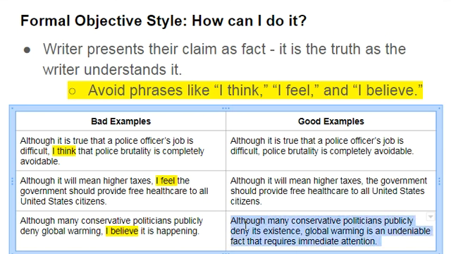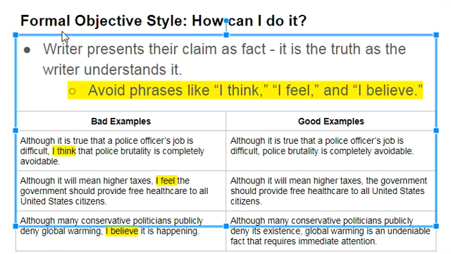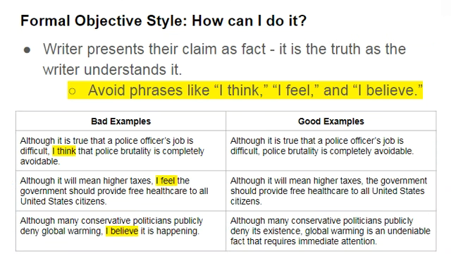Here's the difference. "Although many conservative politicians publicly deny its existence," so see the concession stays the same, and here's how the claim changes: "Global warming is an undeniable fact that requires immediate attention." Okay? So who are you going to believe more? Somebody who is just telling you their beliefs, or somebody who is stating a fact? All right, so this is one way to obtain a formal objective style in your writing.